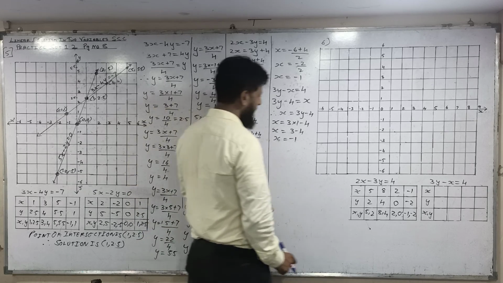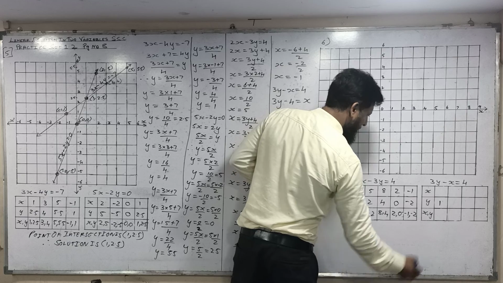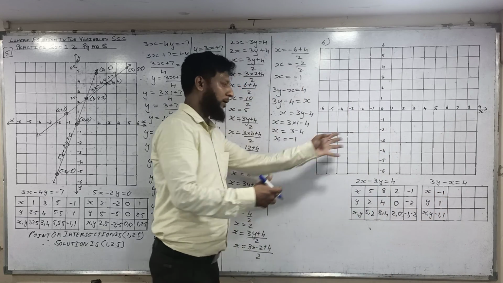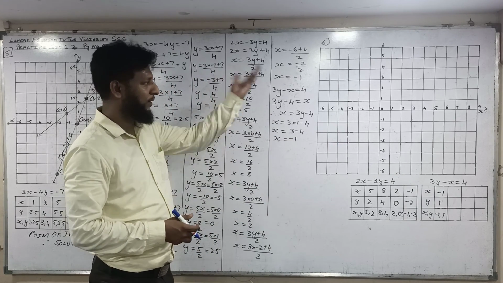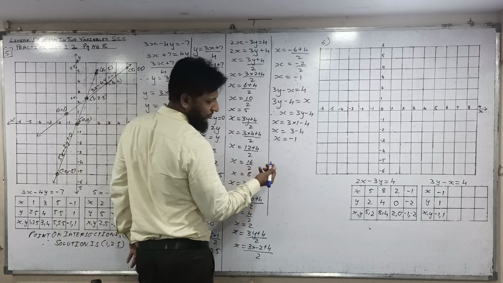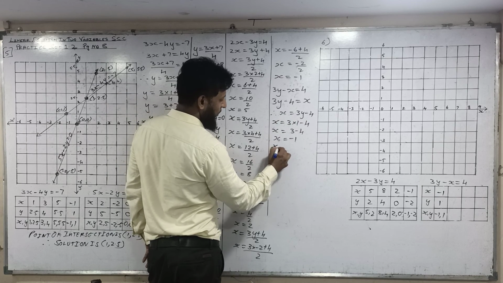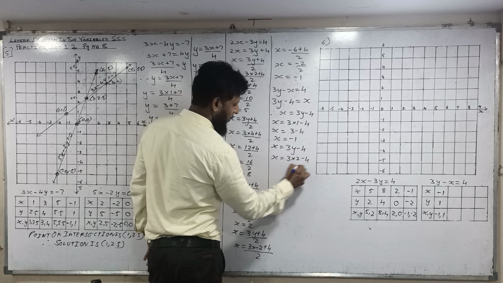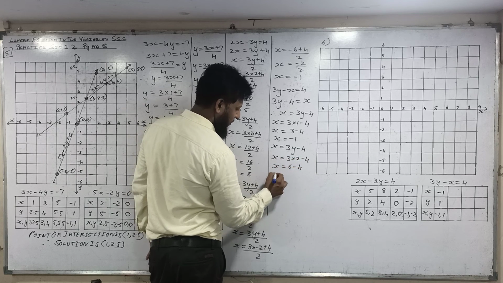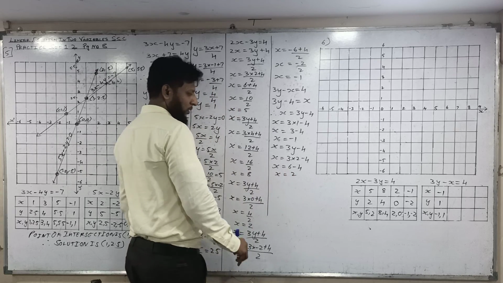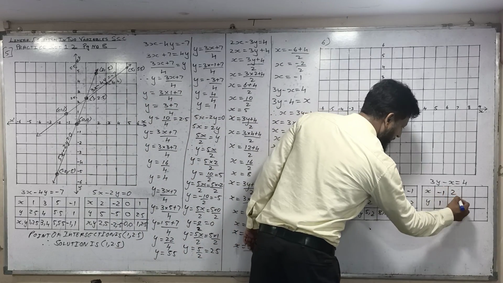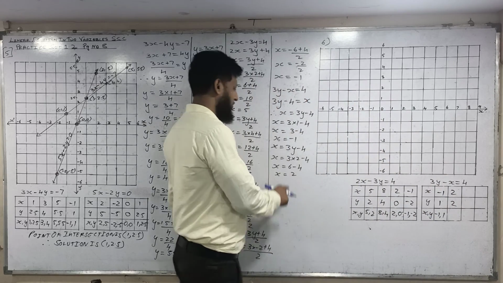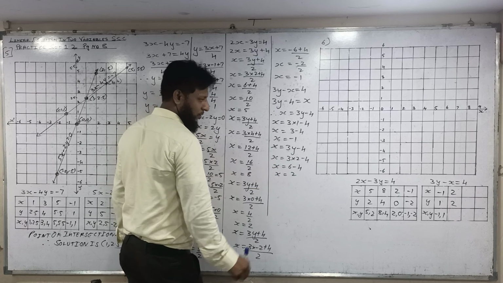So when I am taking y value 1, I am getting x value minus 1, minus 1 and 1. After plotting all these points, we'll draw the line. Now again x = 3y - 4. Take y value 2: 3 twos are 6, minus 4 is 2. So when y is 2, x is also 2.